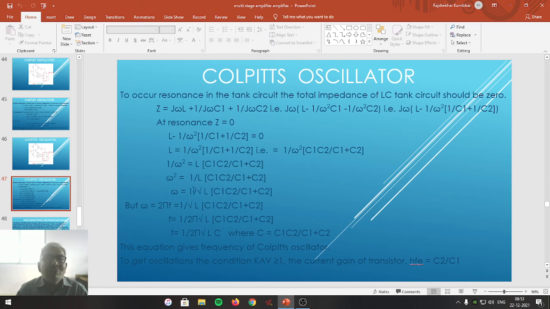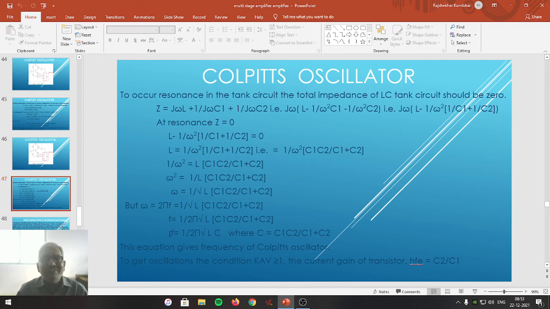But we are aware that omega is equal to 2 pi f, put it there. So 2 pi f is equal to 1 upon square root of L into bracket C1 C2 upon C1 plus C2. Therefore, f is equal to 1 upon 2 pi root of L C1 C2 upon C1 plus C2. Which one can write as f is equal to 1 upon 2 pi root of LC, where C is C1 C2 upon C1 plus C2.